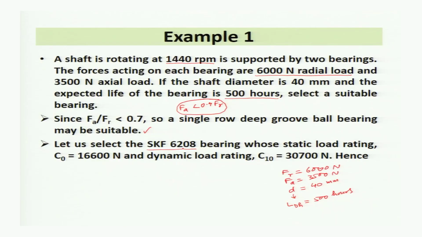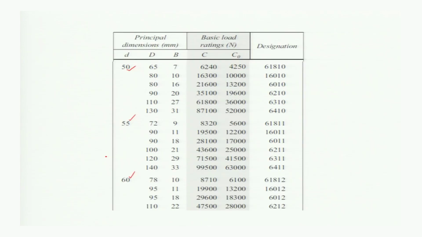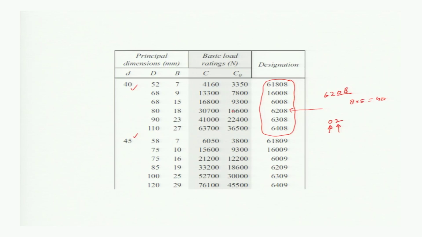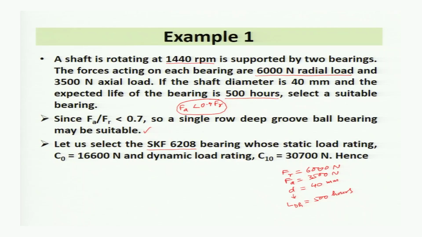So the 6208 bearing has a static load rating of 16600. 16600 is the static load rating for the selected bearing, and C10, the dynamic load rating, is 30700. 30700 is the dynamic load rating for the selected bearing.